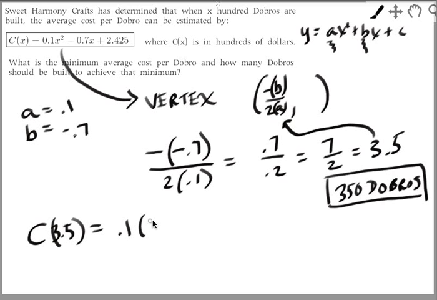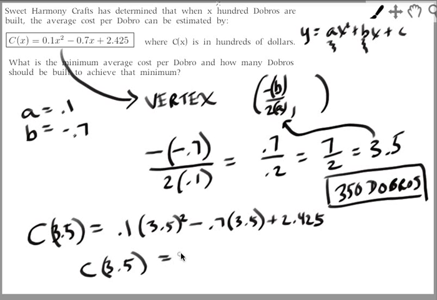So this now becomes nothing more than a substitution problem, looking like this, and the addition of 2.425. Now you can go ahead and crunch this out. It's an order of operations problem. We've done this throughout the semester. I've already done it. C of 3.5 is equal to 1.2, or in terms of hundreds of dollars, we are talking about a cost of $120 per Dobro.